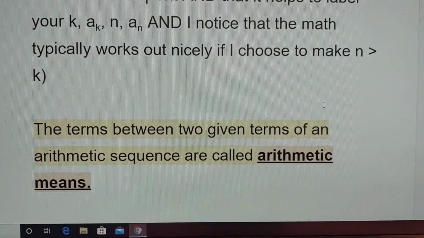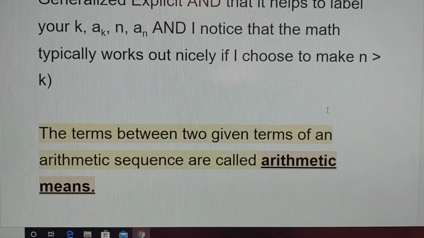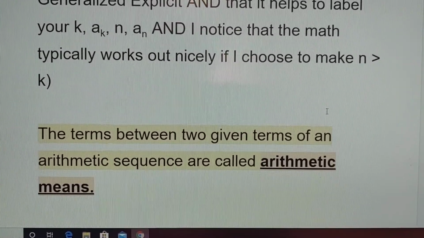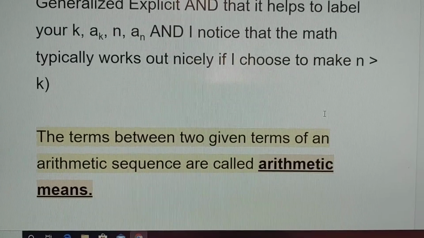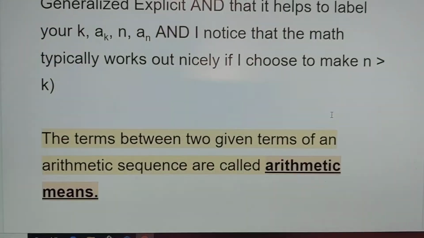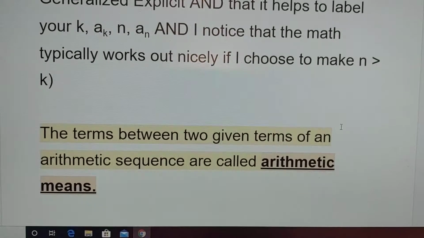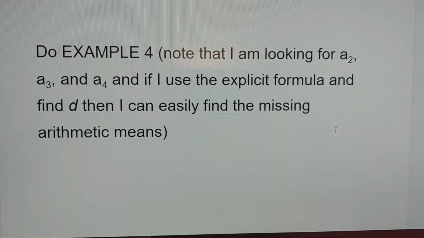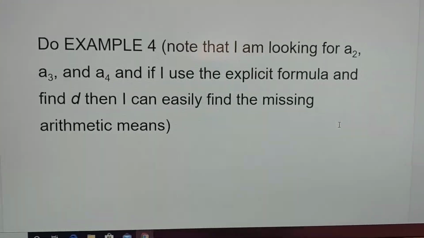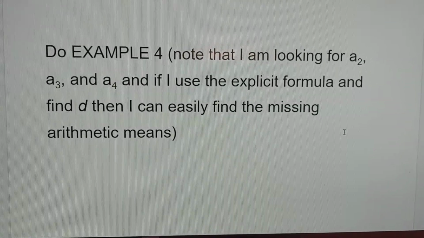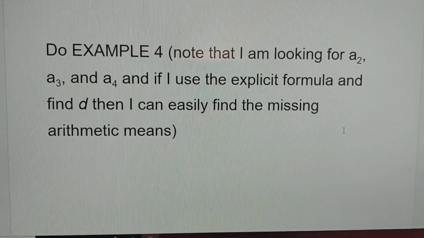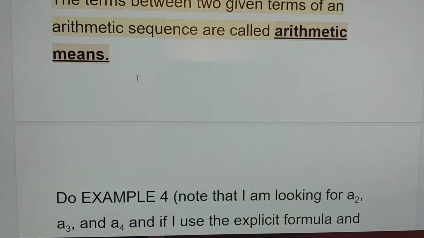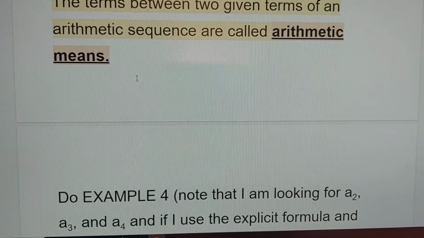Please add this new term into your notes, arithmetic means. What are arithmetic means? The terms between two given terms of any arithmetic sequence are called arithmetic means. We will see what this looks like as we do example 4. In this example, I'm going to end up looking for the second term, third term, and the fourth term, because I'm going to be given the first and the fifth term.